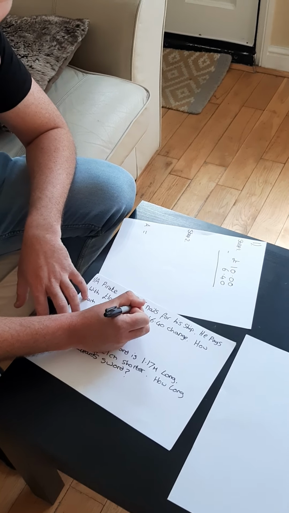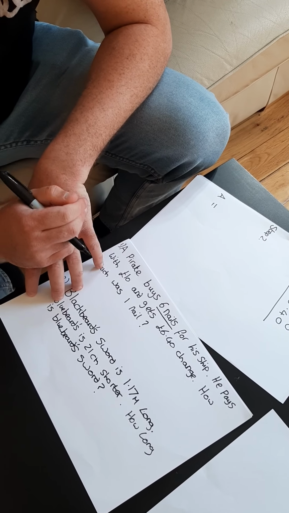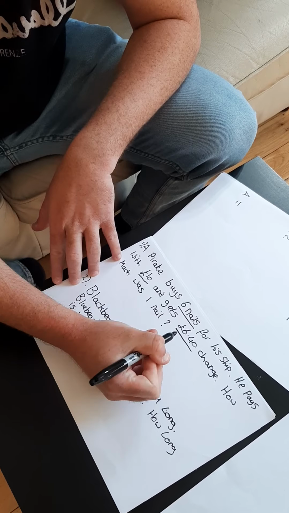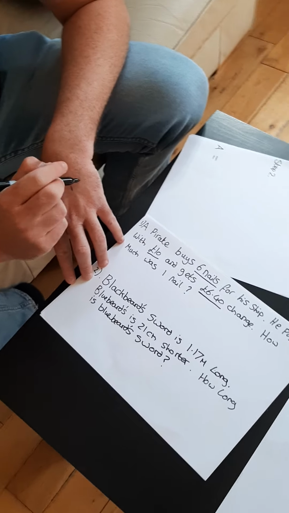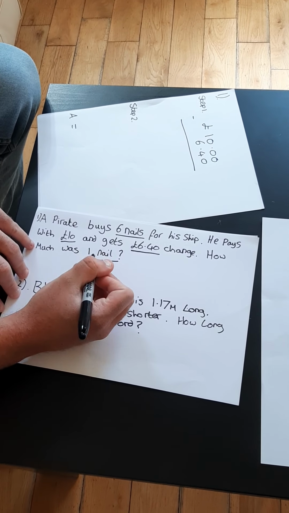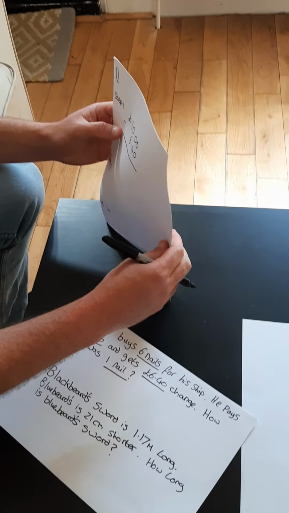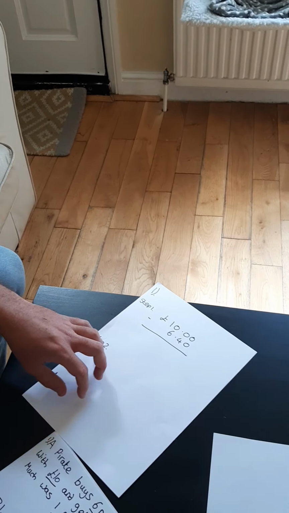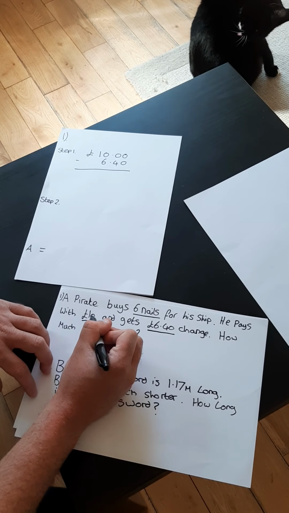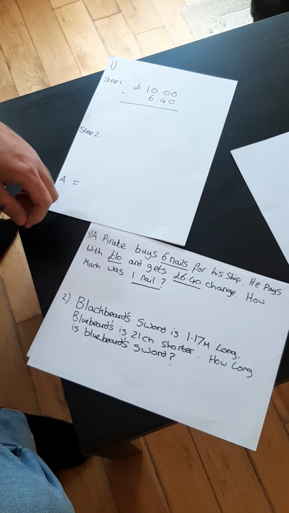Now my key bits of information: 6 nails, so I'm underlining that. He's bought 6 nails. He's paid with £10 and he's got £6.40 change. Here's where it can be tricky. How much was 1 nail? So it's asking us how much 1 nail was. The first thing I need to do is break it down into steps. So step 1, he pays with £10. He gets £6.40 change.